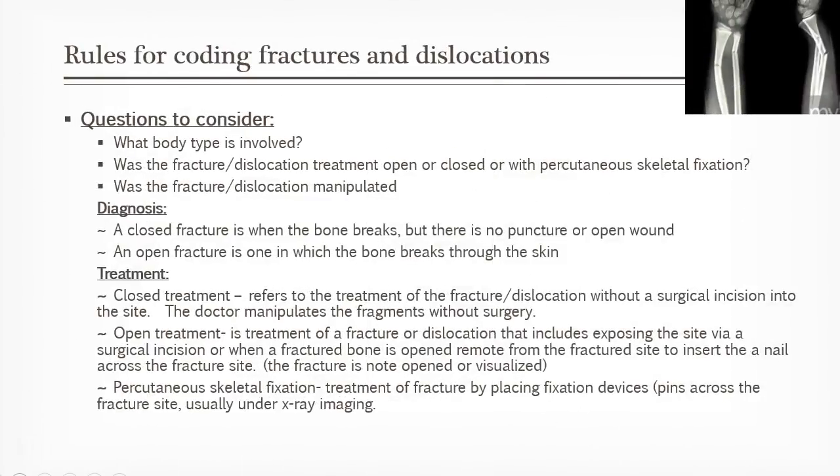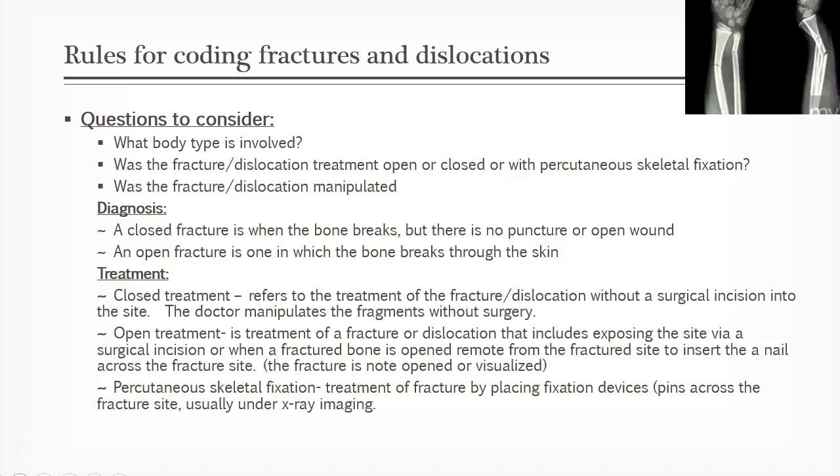So we're going to look at a few of the rules for coding fractures and dislocations because this can sometimes be the most confusing. So first of all, you want to answer some questions from the chart. So what body type is involved? Was the fracture dislocation treatment open or closed or with percutaneous skeletal fixation? And then was the fracture dislocation manipulated?